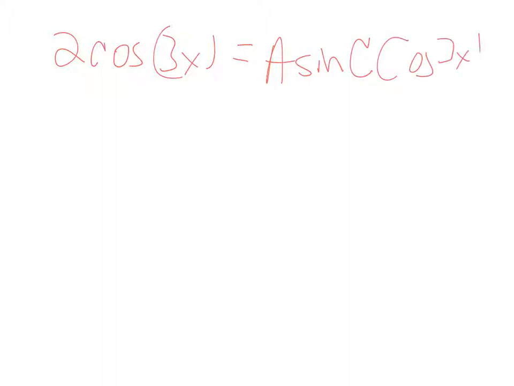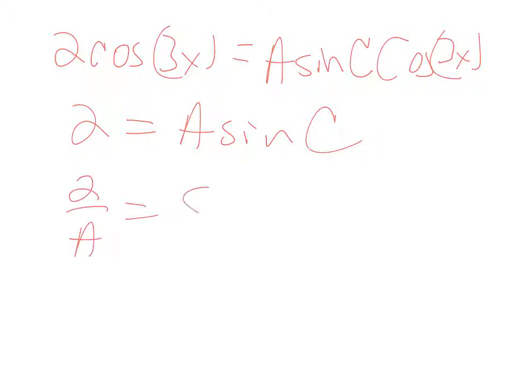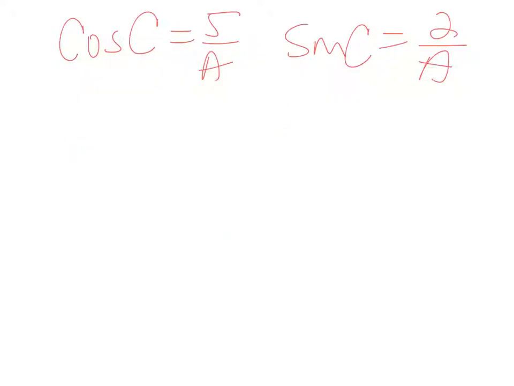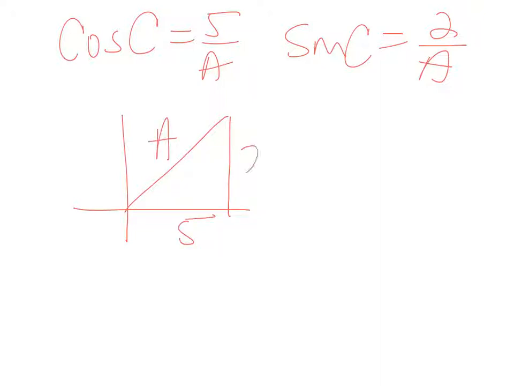And I know that 2 times the cosine of 3x has to equal a times the sine of c times the cosine of 3x. Again, if I divide both sides by that cosine of 3x, that leaves me 2 equals a times the sine of angle c. So the sine of angle c equals 2 over a. That gives me these two ratios, and since both the sine and cosine are positive, that has to happen in quadrant 1. So the cosine is 5 over a, the sine is 2 over a.